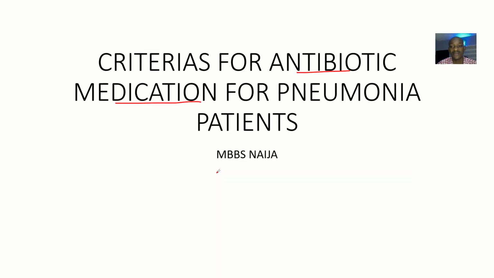So these are the criteria for switching to oral antibiotic medication for pneumonia patients.